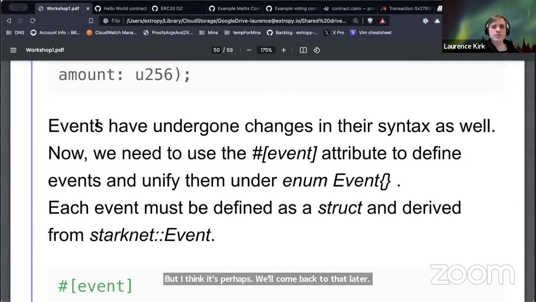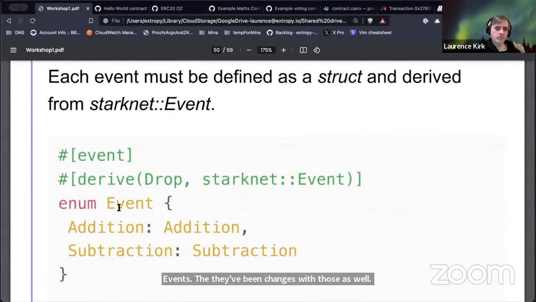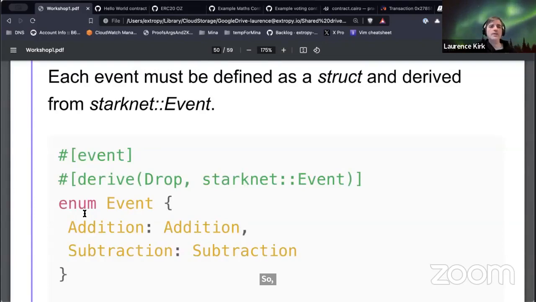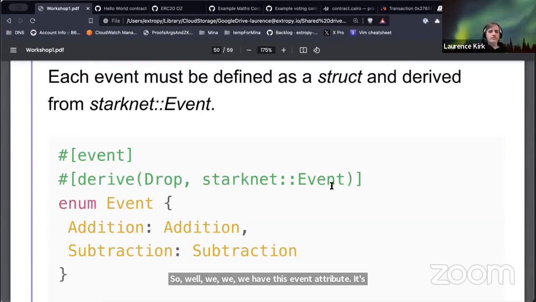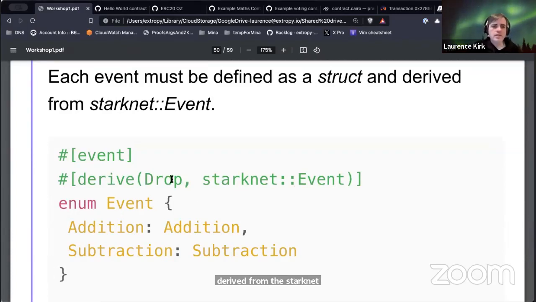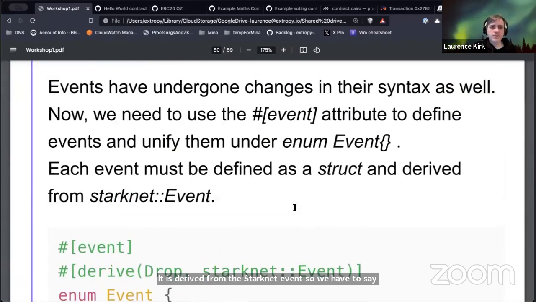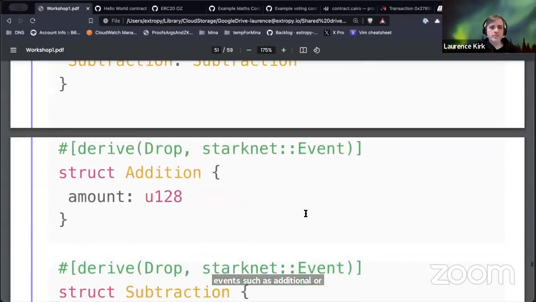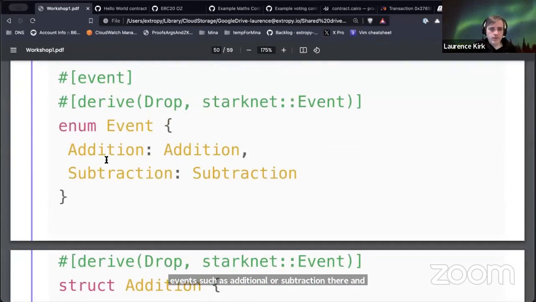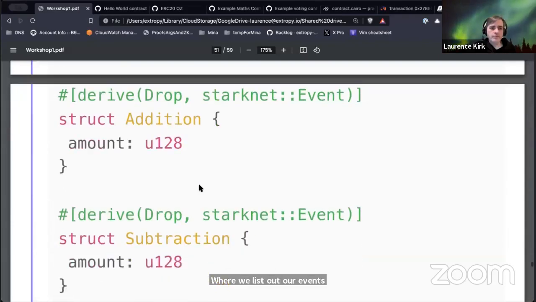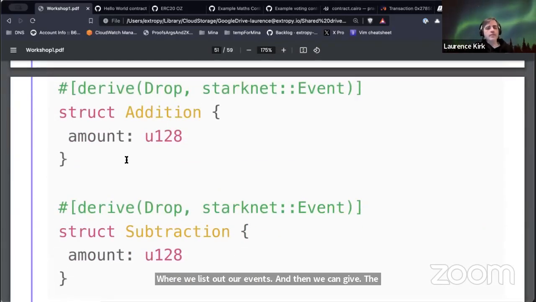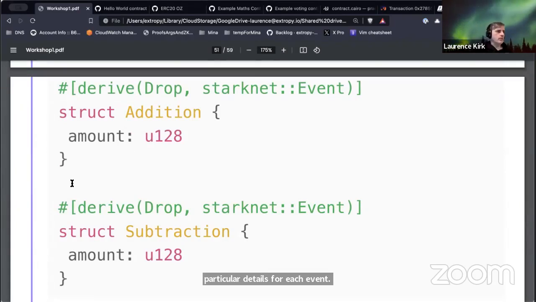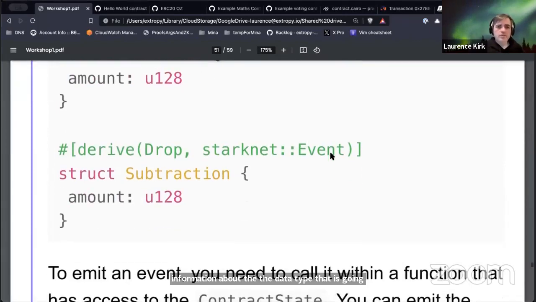Events, there have been changes with those as well. We have this event attribute. It is derived from the StarkNet event, so we have to say that, and then we can give details of the particular events, such as addition or subtraction there. Those are where we list out our events, and then we can give the particular details for each event, shown here in a struct, where you give information about the data type that is going to be within the event, as you can see here.